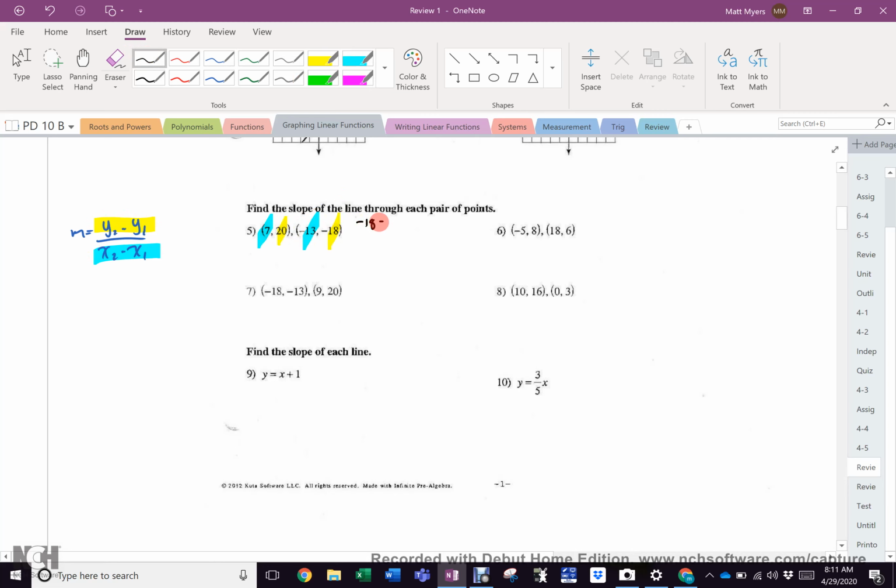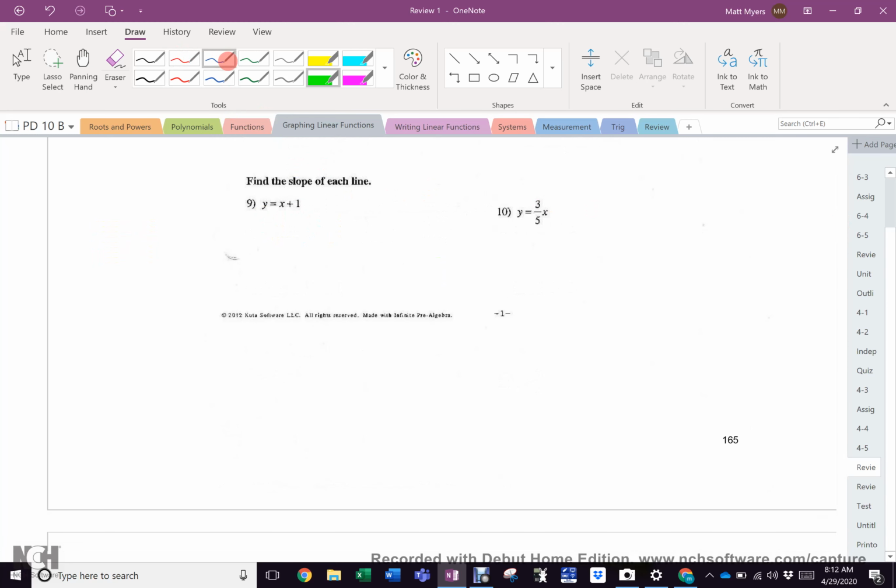Negative 18 minus 20 over negative 13 minus 7. Negative 18 minus 20 is negative 38. Negative 13 minus 7 is negative 20, which gives me two negatives give a positive. 38 over 20 simplifies to 19/10. And there's your final answer, and you'll do that four more times.